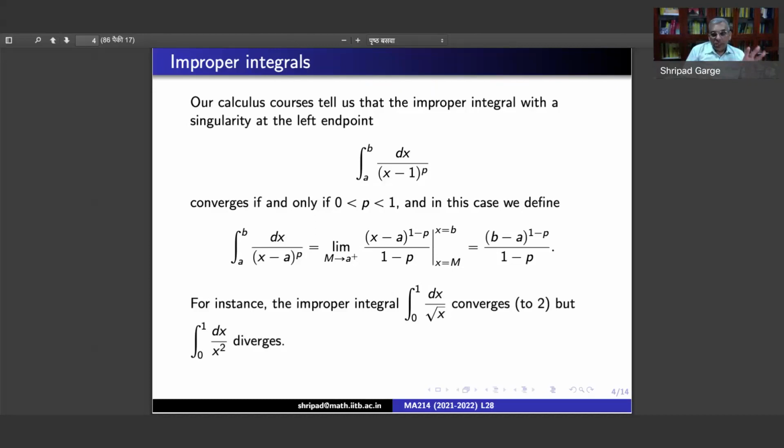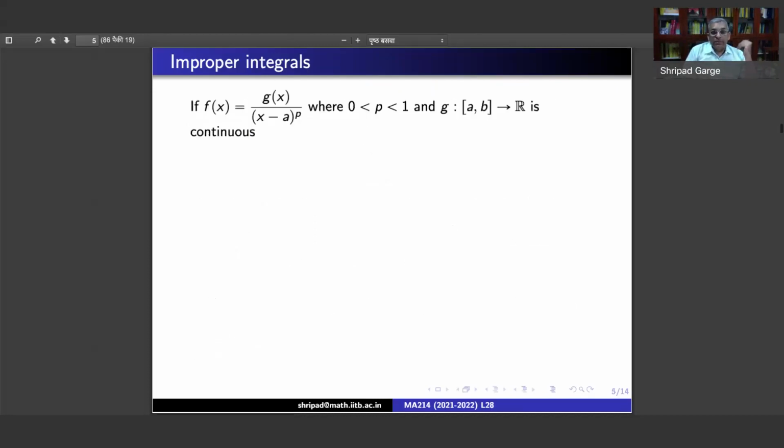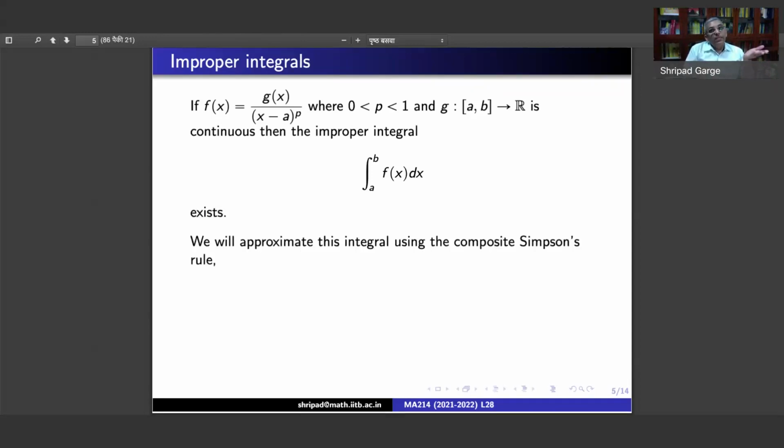We will have to concentrate on the ones which converge because those are the ones that we are going to approximate. Moreover, if you have f(x) equal to g(x) upon (x minus a) to the power p, where the limits on p are the same and g is now a continuous function, then the corresponding improper integral does exist. This is again from the calculus course, and these kinds of integrals will be approximated using the composite Simpson's rule.